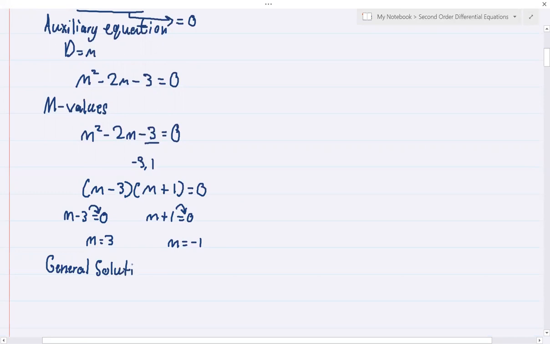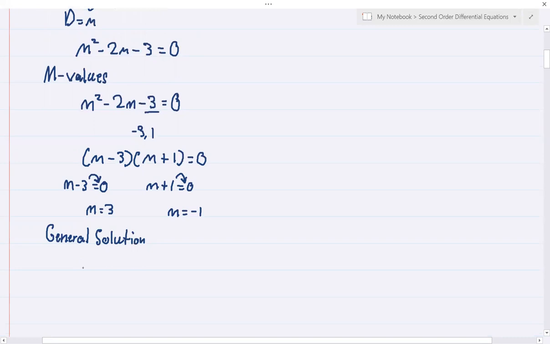Hold on, let me finish writing. So we're going to use our general solution as y is equal to ae raised to small ax plus be raised to small bx.